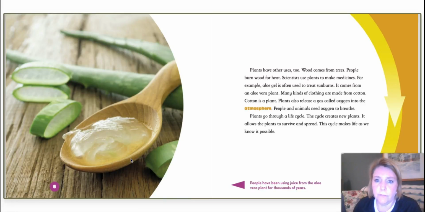In the next paragraph, third paragraph, plants have other uses too. Wood comes from trees. People burn wood for heat. Scientists use plants to make medicines. For example, aloe gel is often used to treat sunburns. It comes from an aloe vera plant. Many kinds of clothing are made from cotton. Cotton is a plant. Plants also release a gas called oxygen into the atmosphere. People and animals need oxygen to breathe.